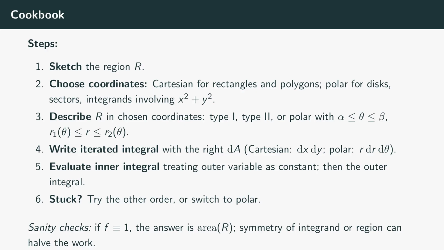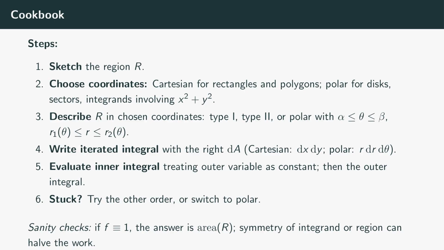Step 5. Evaluate the inner integral with the outer variable held constant, then the outer integral. Step 6. If you're stuck because the inner antiderivative is impossible, try the other order, or switch coordinate systems. The Fresnel type example we did showed how switching order can convert impossible to trivial. A few sanity checks: integrating the constant 1 over R gives the area of R, so that's a quick check on your bounds.